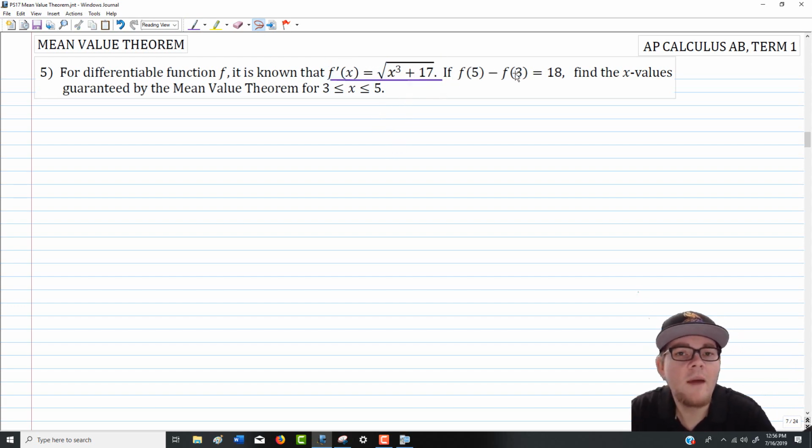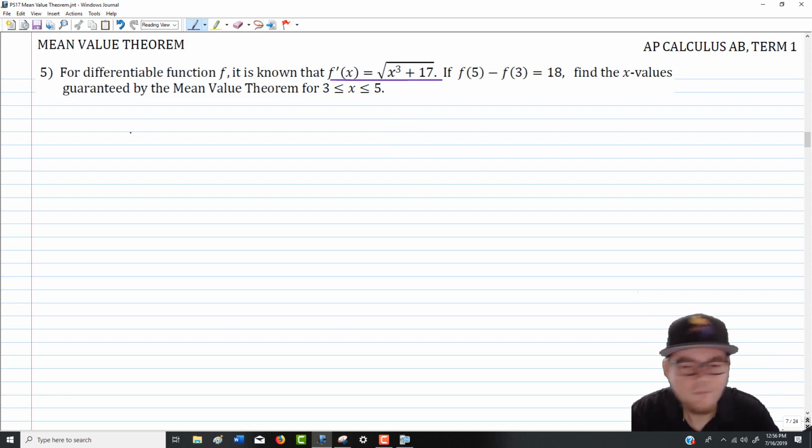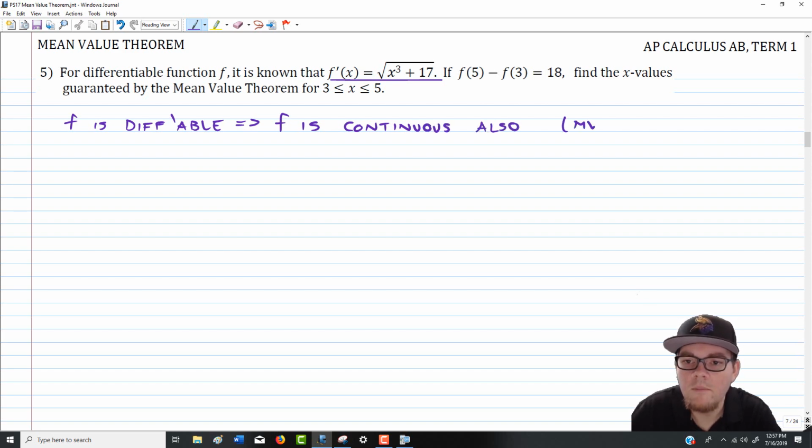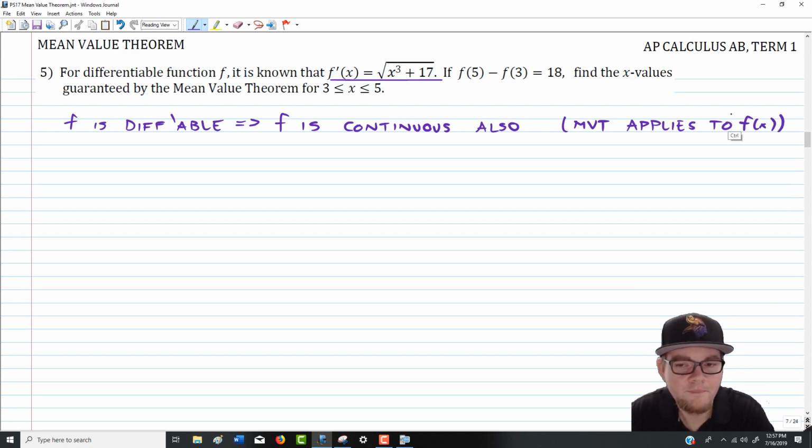Second, it says if f of 5 minus f of 3 is 18, find the x values guaranteed by the mean value theorem for 3 to 5. So a couple things. It tells us that f is differentiable. So if f is differentiable, the first thing we know is that f being differentiable implies f is continuous also. Differentiability implies continuity. So that tells us that the mean value theorem applies specifically to f. So that's an important place to begin.